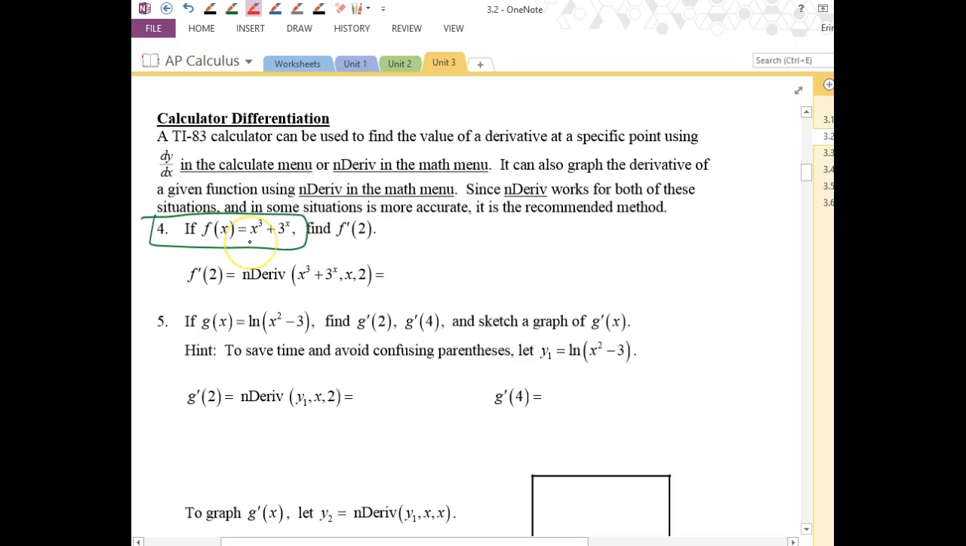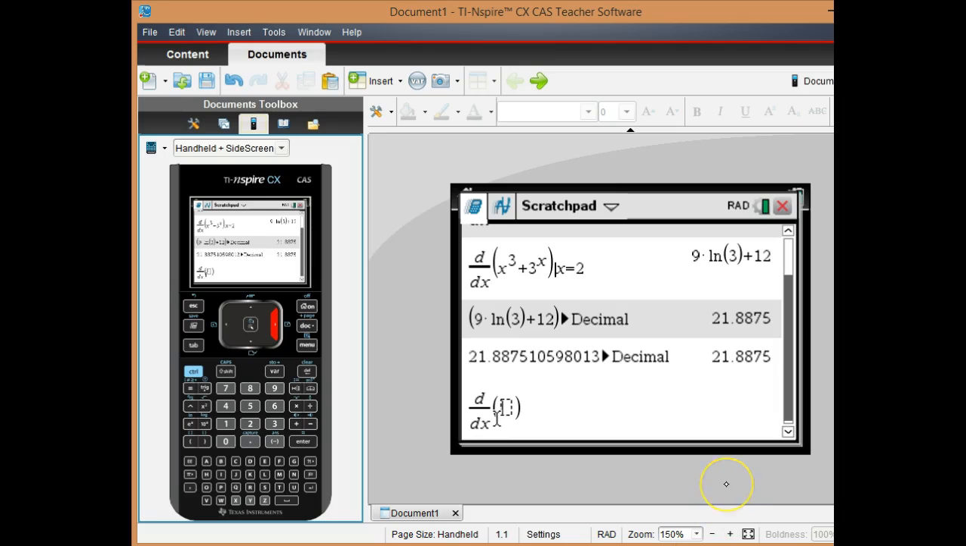Okay, so type that in there, which might be easier said than done. So x, and then you have to use the exponent button, which is right down below the blue button, to the third. You got to arrow out of the exponent. Is it plus 3 to the x or minus? I think it's plus. I don't know. Where's the caret button? The caret button is right here.